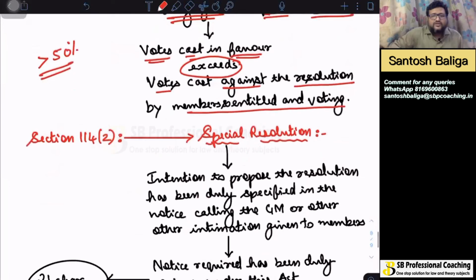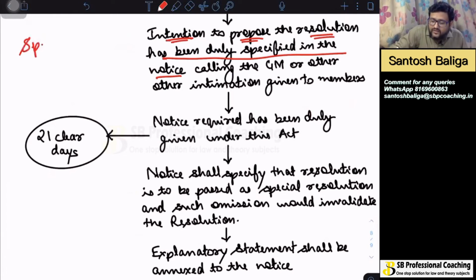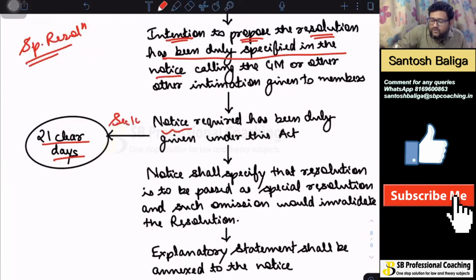Now, in case of special resolution, the intention to propose the resolution has to be duly specified in the notice. So the intention that the company wants to propose a special resolution shall be clearly specified in the notice calling the general meeting. That is point number 1. This notice shall be given as per the provisions of the Act, which is 21 clear days before. Again, it will be under section 101.